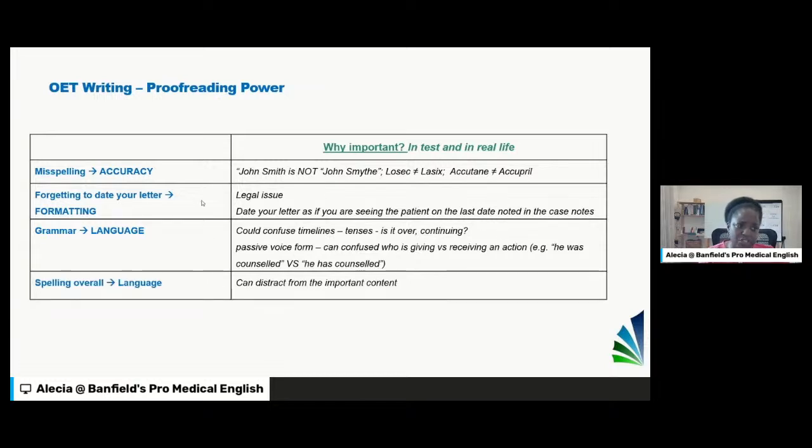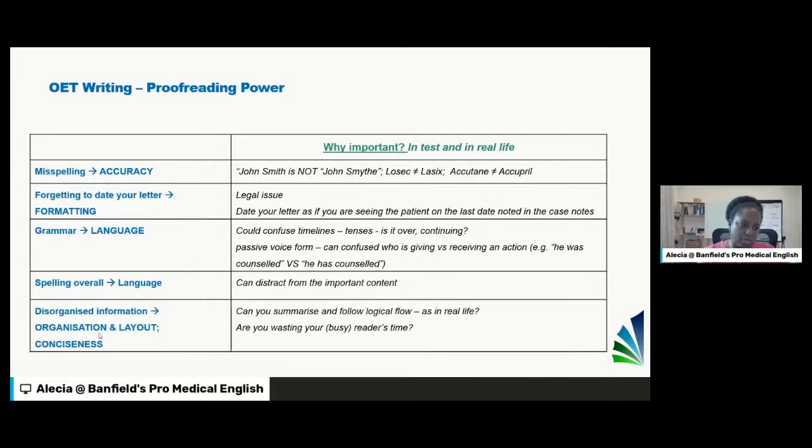Spelling overall, as I mentioned before, too many spelling errors. One spelling error here or there, they won't mind. But if you have repeated spelling errors, no. It's distracting and it also suggests carelessness. And of course, in real life, it can cause problems.